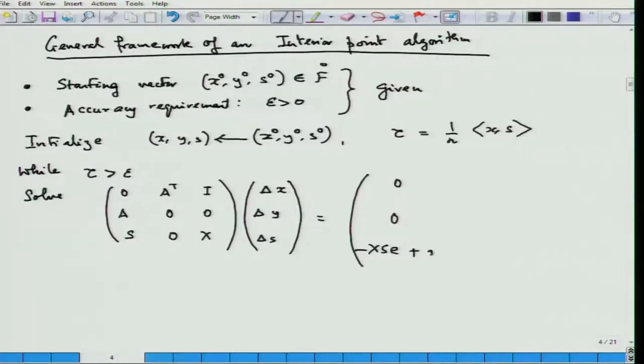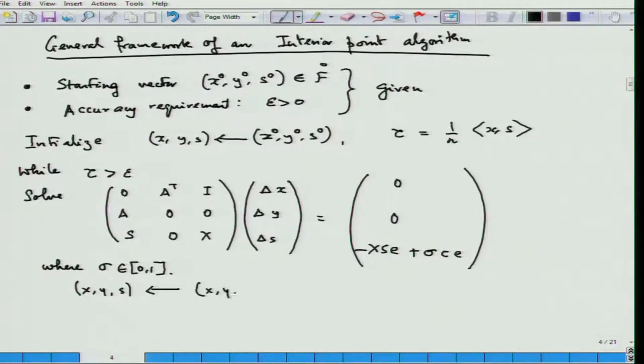So, this is what you need to solve, where sigma is the centering parameter, or the pointer, between 0 and 1. Now, at every step the new x, y, s would be assigned the old x, y, s plus alpha times delta x, delta y, delta s. So, the alpha is called the scaling direction, scale parameter, or the scaling.